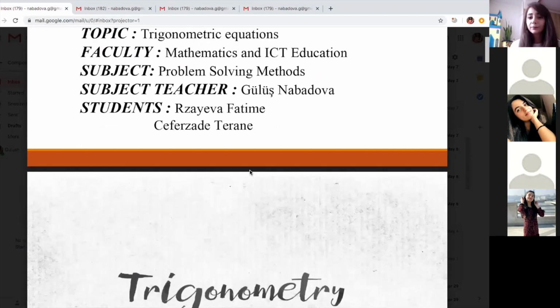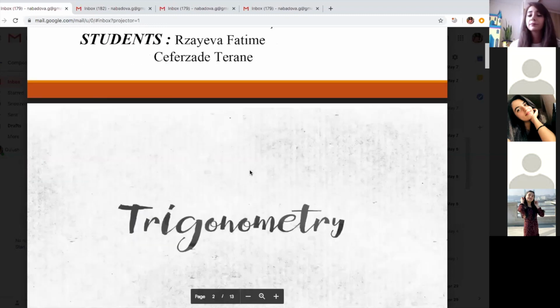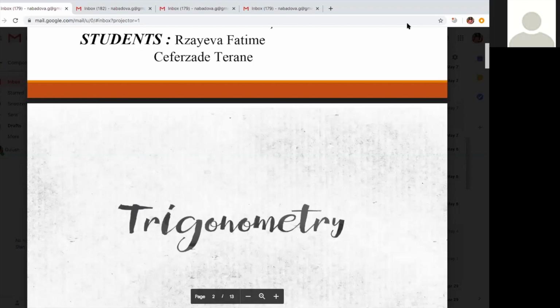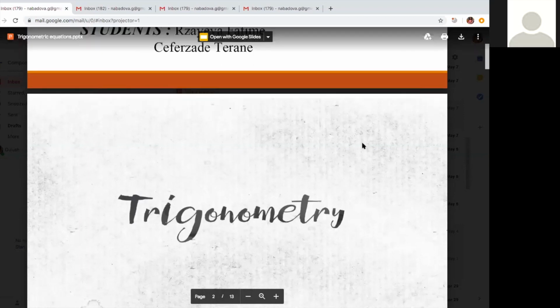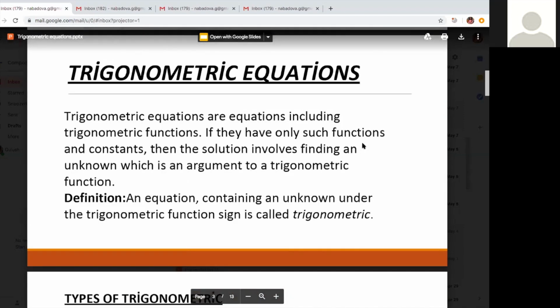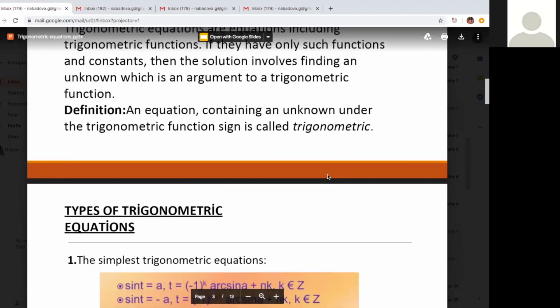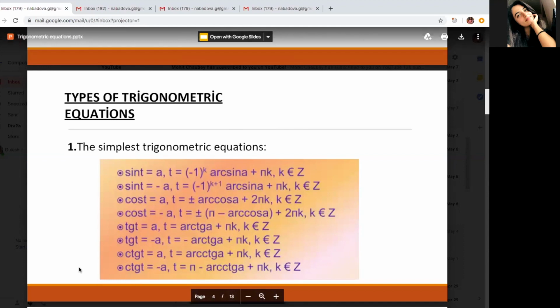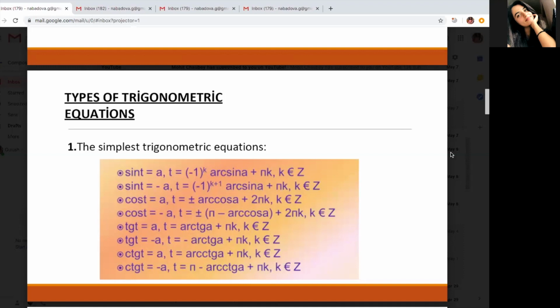Hi guys, I perform with my partner Fatima. Our topic is trigonometric equations. We want to speak to you about this topic. Let's begin. Trigonometric equations are equations including trigonometric functions. Definition: an equation containing an unknown under the trigonometric function sign is called a trigonometric equation. There are types of trigonometric equations. For example, look at the picture. This is the simplest trigonometric equation. Next page.